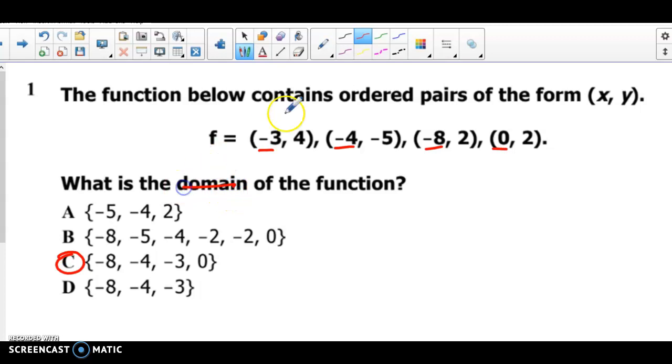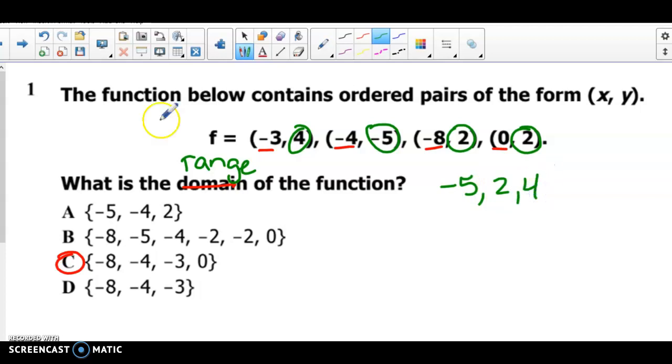If we're asked to find the range, remember range deals with your y values. And we have two that are repeated here, so we don't have to repeat them. So my range would be 5, 2, and 4.